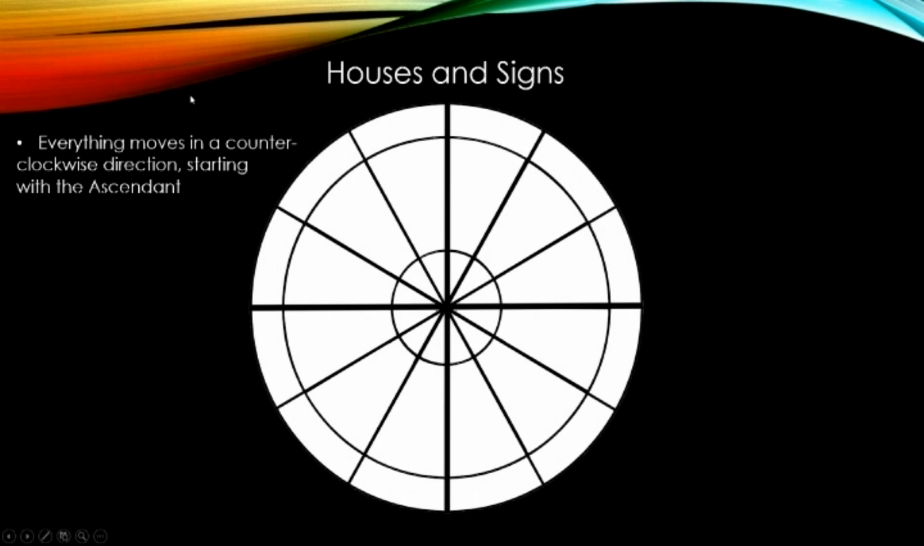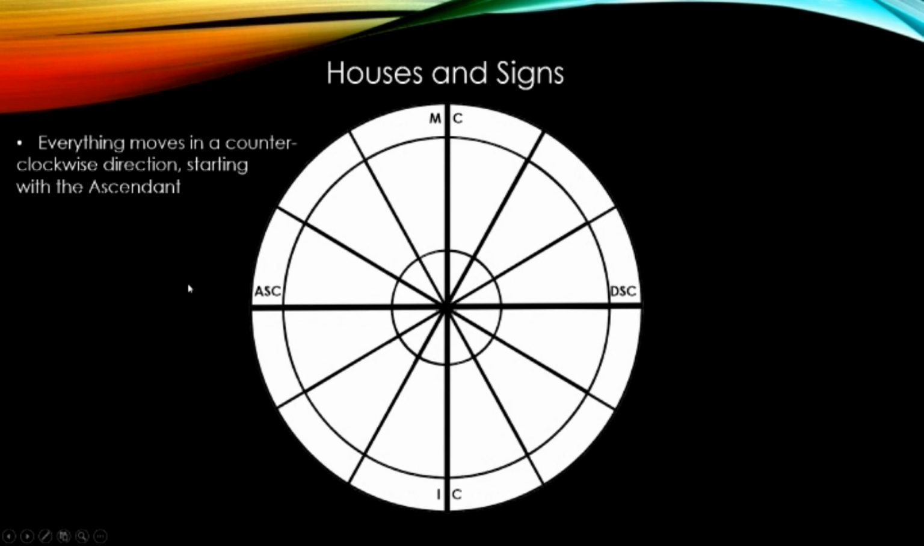Okay. Everything in an astrological chart moves in a counterclockwise direction, starting with the ascendant. So here's the ascendant on the eastern horizon, always going to be in that same place. This is the cusp of the ascendant. The ascendant is actually this line, all right?